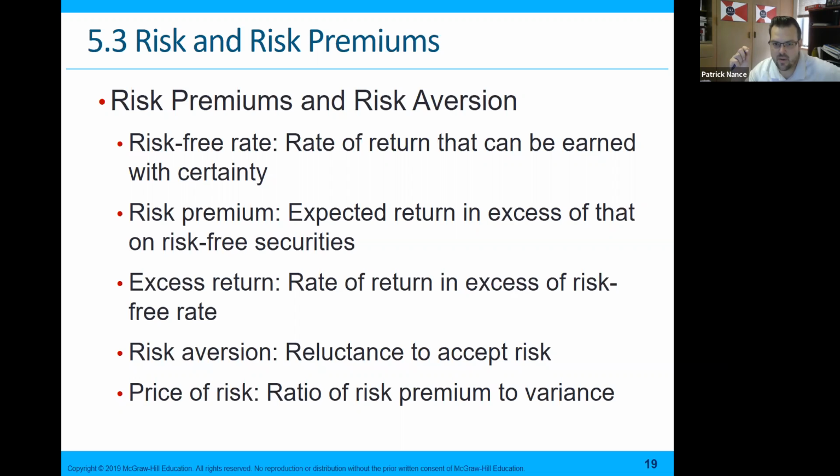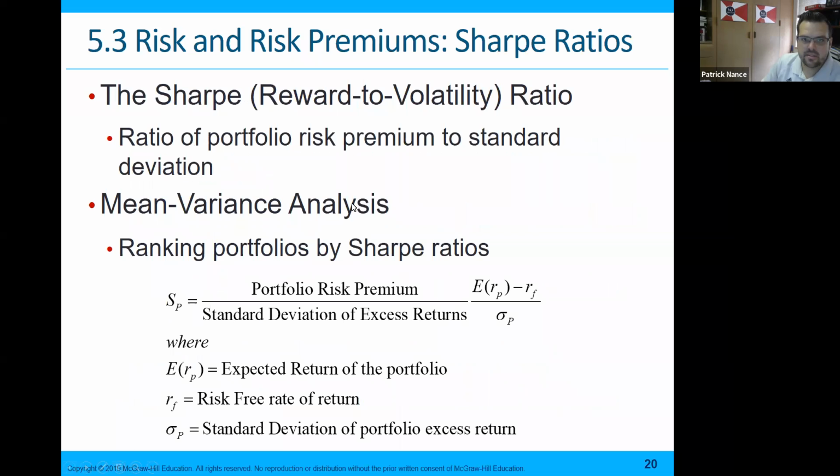Excess rate of return is a rate of return in excess of the risk-free rate. Risk aversion is a reluctance of individuals that are investing to accept risk. And the price of risk ratio is the ratio of risk premium to variance. So the Sharpe reward-to-volatility ratio is the ratio of the portfolio risk premium to standard deviation.